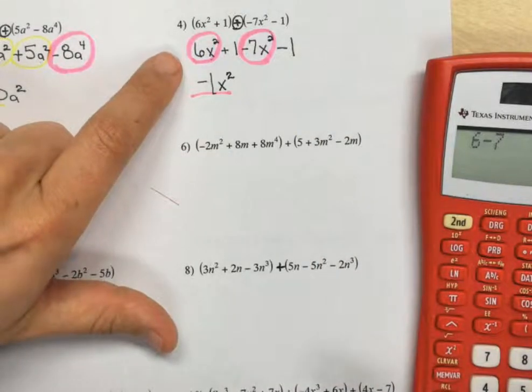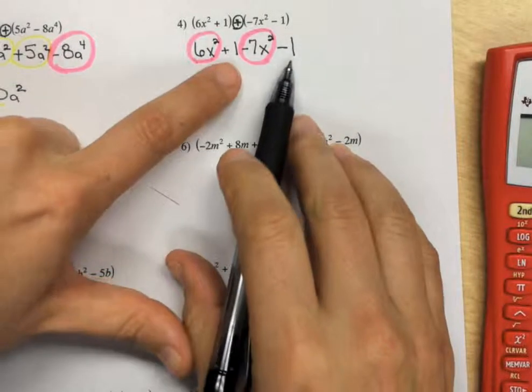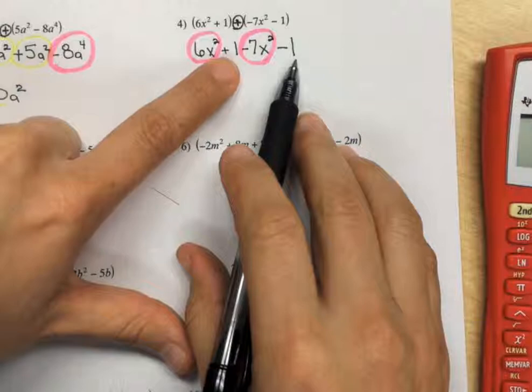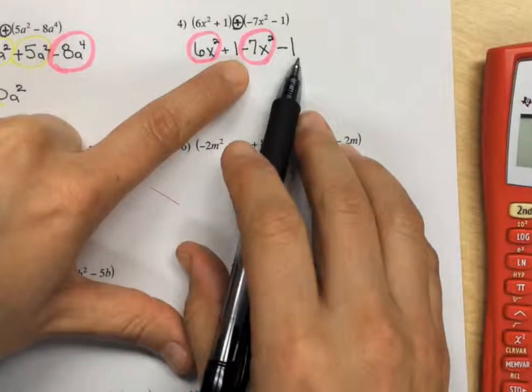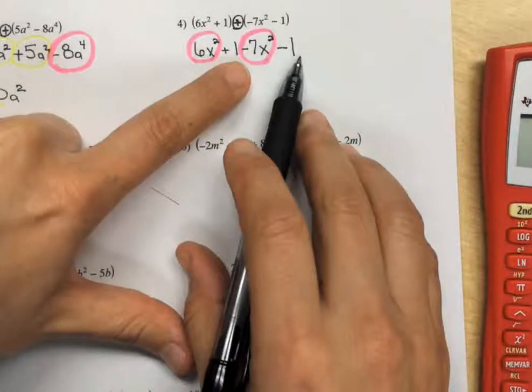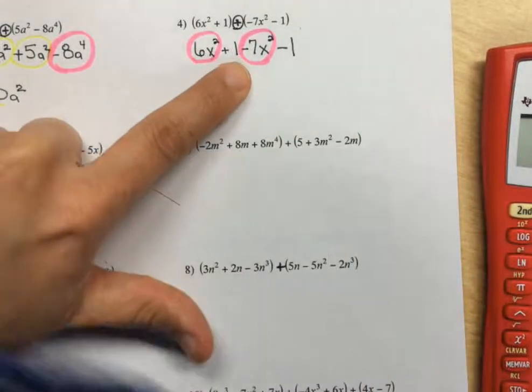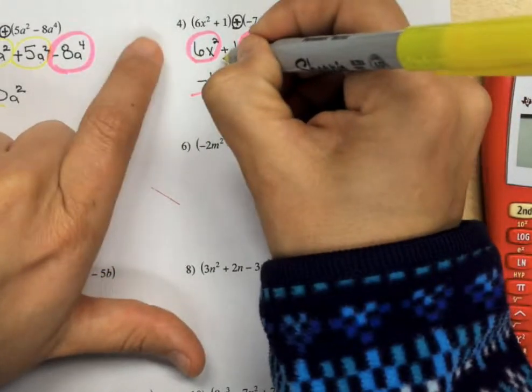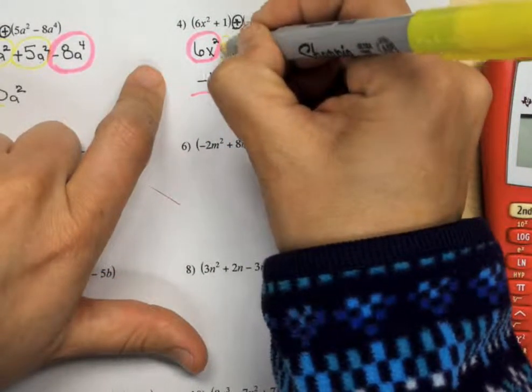I'm done with my pink terms. I go back to my equation. I have two things that are not highlighted. Neither one of these terms has a variable attached. That's okay. It's still a term. They're still similar. So I'm going to highlight or circle both of those terms.